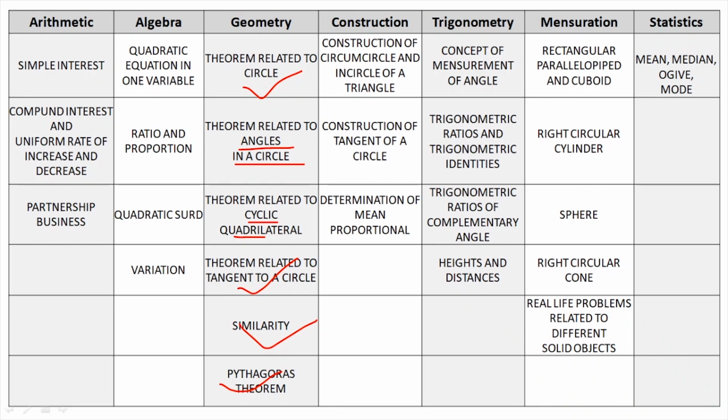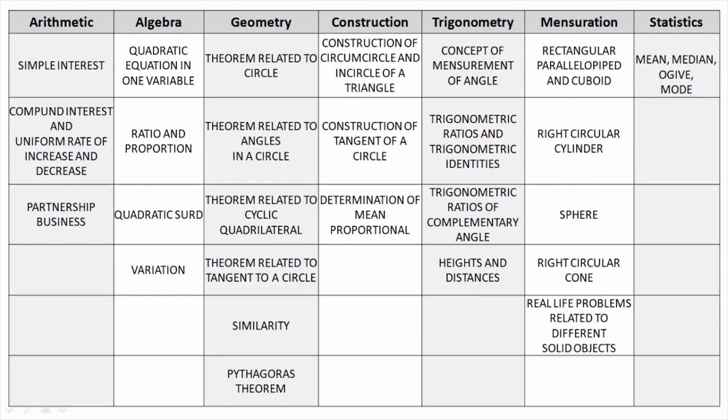Okay, and in construction, we have the construction of circumcircle and incircle of a triangle, construction of tangent of a circle, and determination of mean proportion. These are the three things that are there in the construction. After that, we will be studying trigonometry, in which we have to study concept of measurement of angles, trigonometric ratios and trigonometrical identities, trigonometric ratios of complementary angles, and height and distance. So these are the topics that fall under trigonometry.